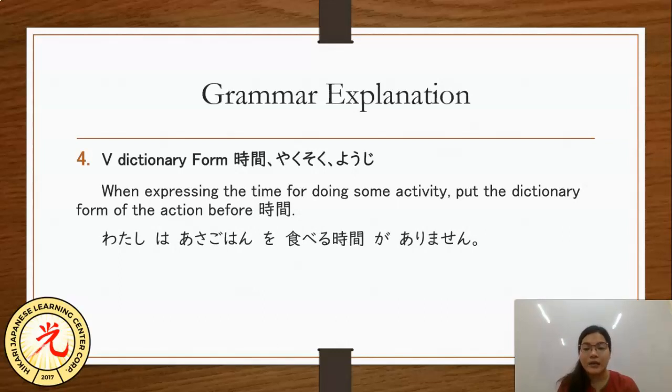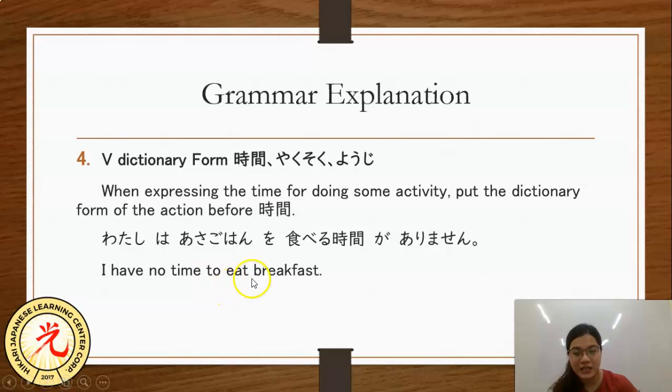Watashi wa asa gohan o taberu jikan ga arimasen. That means, I have no time to eat breakfast. So, in our sentence, the verb here is eat. So, ginawa natin siyang dictionary form, which is taberu, and we add jikan. So, that makes the sentence as taberu jikan ga arimasen. I have no time to eat breakfast.